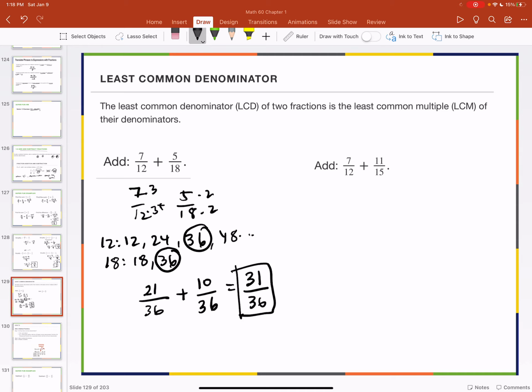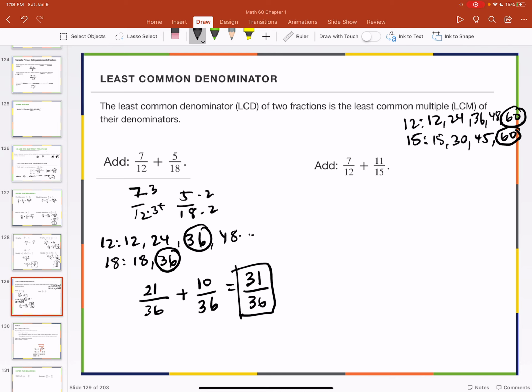Okay, so here we have 7/12 and 11/15. So the same way, we have 12, 24. We're listing the common multiples. 36, 48, 60. Sorry, that looks terrible. Let me do that over. 60. And then for 15, we have 30, 45, and 60. Okay, so we stop there. That's the least common multiple.